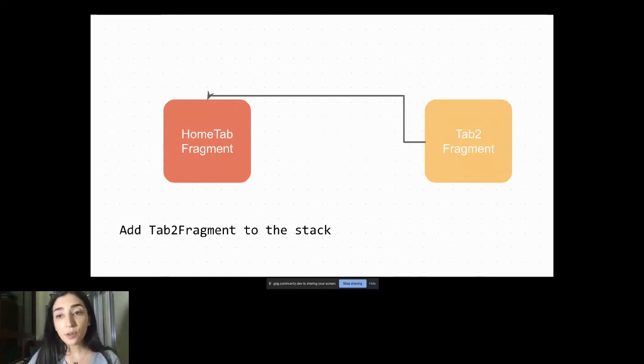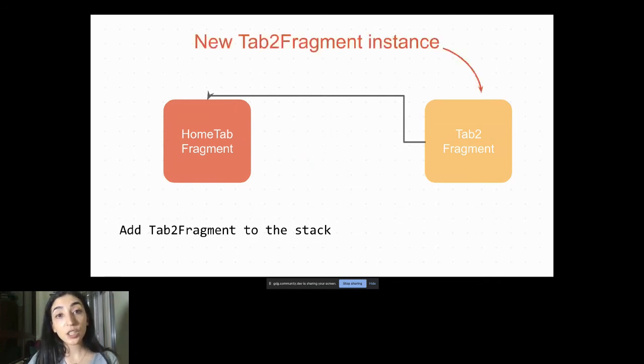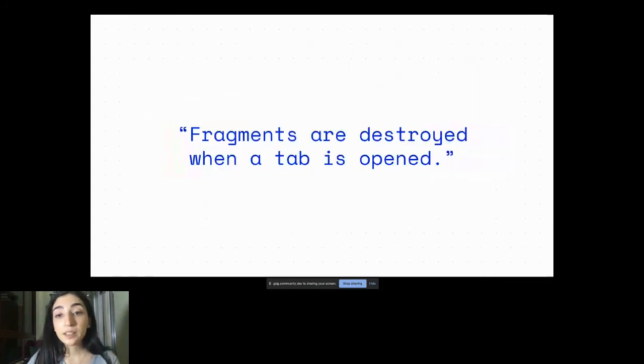But the real problem is that this tab 2 fragment is actually a new instance of the tab 2 fragment. And it's not an old instance that we have detached and reattached. No, it's a totally new one. And this is actually the problem. So fragments are destroyed when a tab is opened.